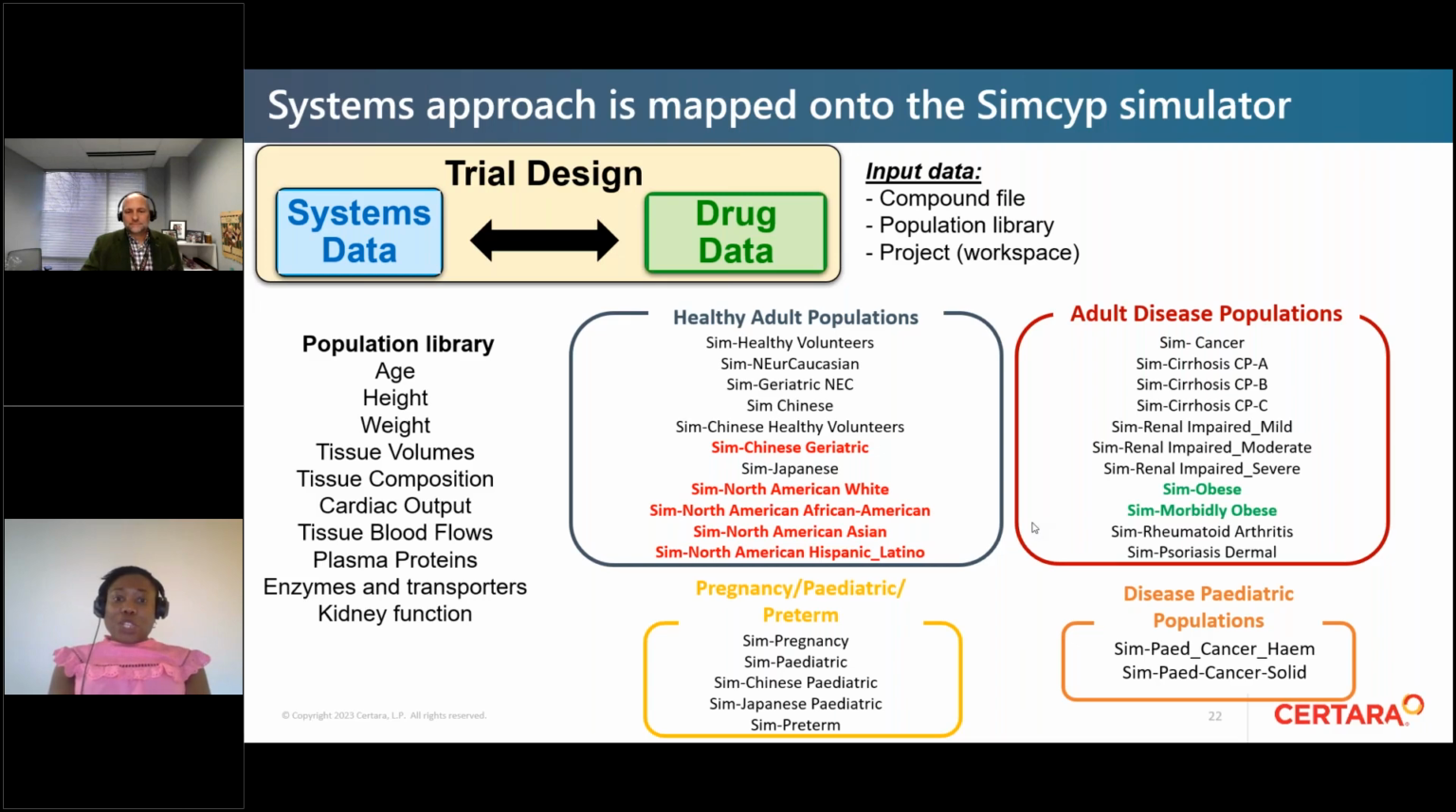But also, in addition to these 5 populations that were developed newly, we also did an extensive review of the existing obese and morbidly obese disease populations, incorporating more recent physiological data.